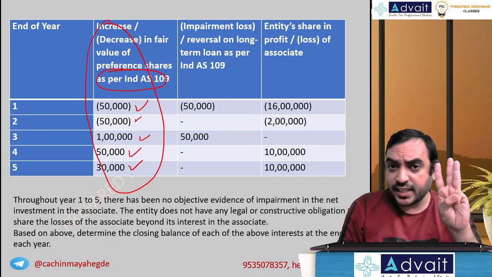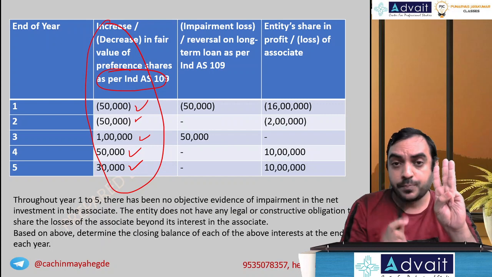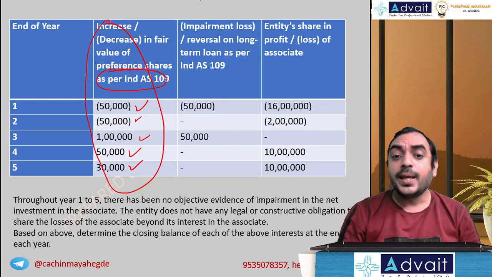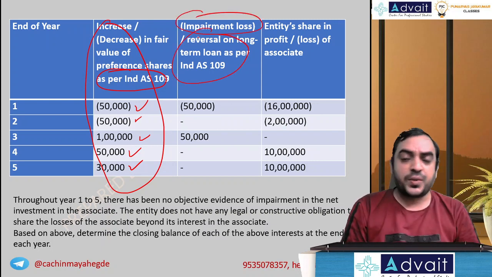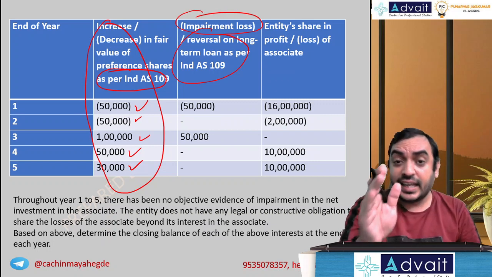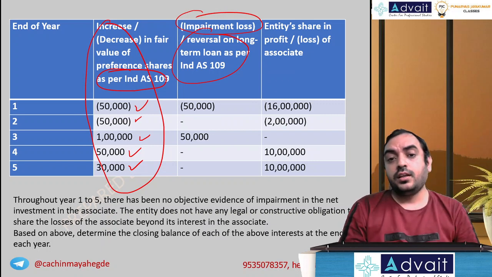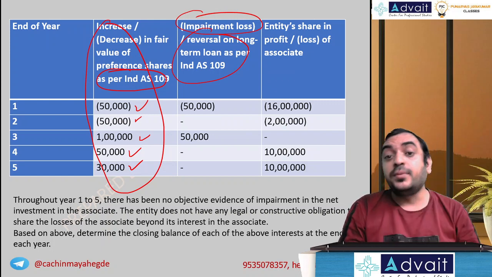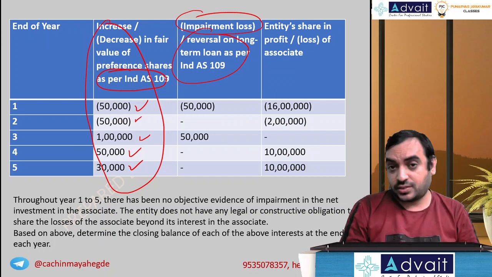So this is the data applicable for preference shares. Three types of assets are there: equity share, preference share, loan. Preference shares we have done. Next we have loan. Impairment loss (within brackets) or reversal of that impairment loss as per Ind AS 109. When you follow the amortized cost method for financial instruments under Ind AS 109, you don't recognize any fair value change, but you will provide for permanent diminution, that is, impairment loss.